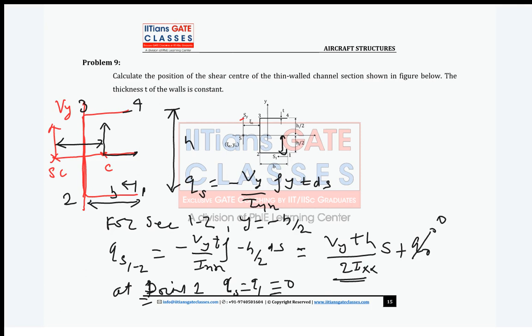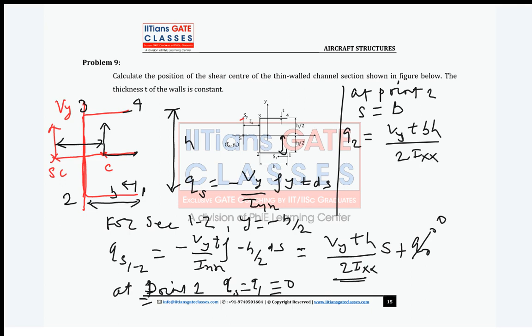Now guys, at point 2, what is your S? S is becoming B, right? And your QS 1 to 2 will be Q2. So what will be your Q2? Your Q2 will be Vy T bh upon 2Ixx. Okay, clear? Is the Q2 value clear? Everybody, the 1 to 2 variation.